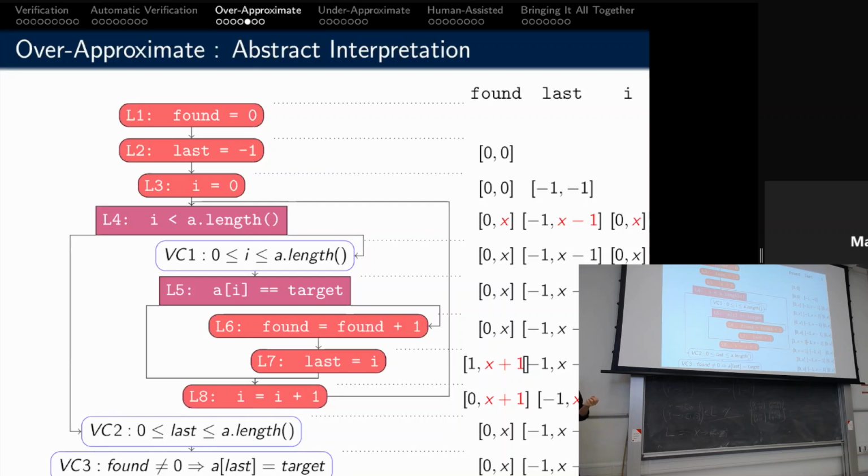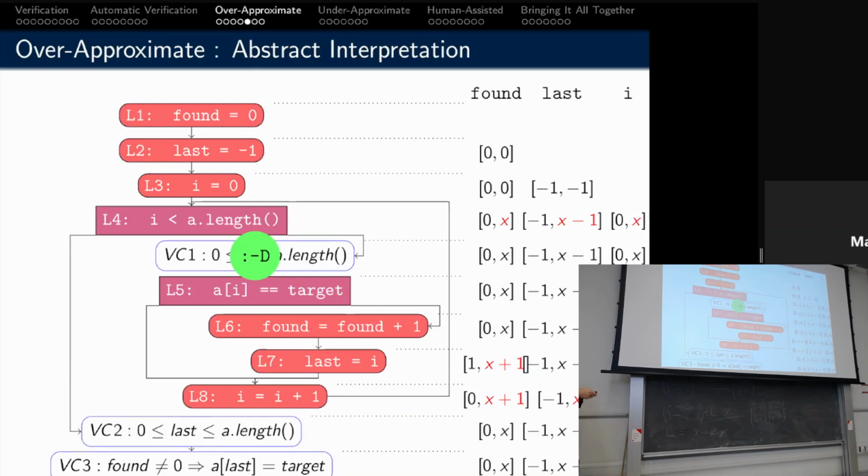So from that, we can handle some of our verification conditions. Okay? This one. 0 less than I less than a length. Well, if we can pick up that the X is actually array length, if our widen is capable of doing that, then yeah, we can prove that one. Go us.